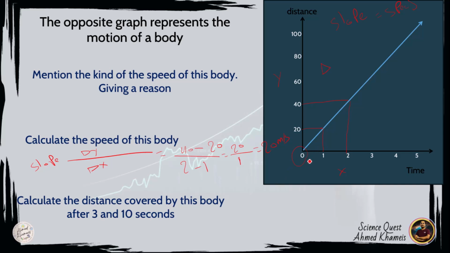And again, to calculate the speed from the graph, we need to calculate the slope of the graph. Calculate the distance covered by this body after 3 and 10 seconds. So after 3 seconds, we go until it intersects with the line, and then we read the distance. So after 3 seconds, it will be 60 meters over 3 seconds, equal 20 meter per second. And after 10 seconds, it will again be 20 meter per second, because the object moves with a uniform speed, so the speed of this object will remain constant.